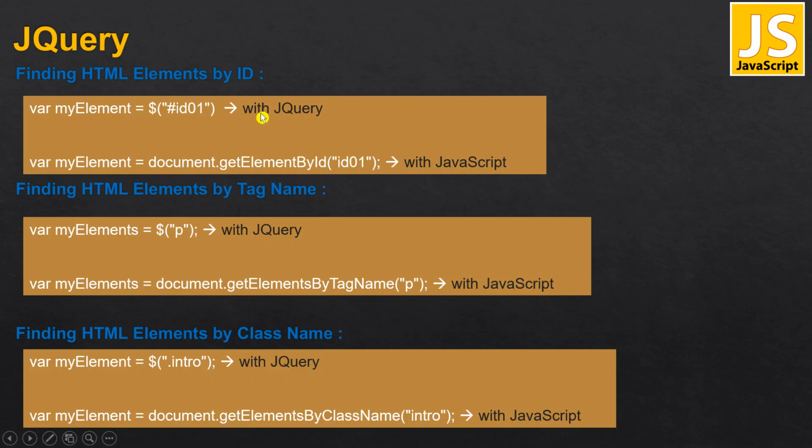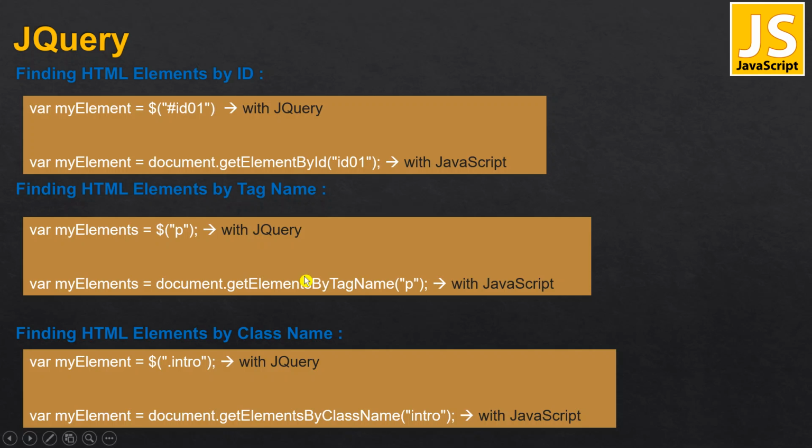Now with jQuery you can see how compact the code is. This much big line is needed for a simple selection of an element with the ID: document.getElementById. This much long code we have to use, but the jQuery library makes the code very simple and compact. You can just use dollar and then the selector.